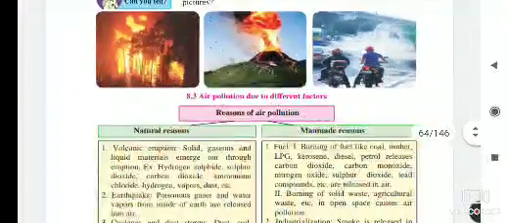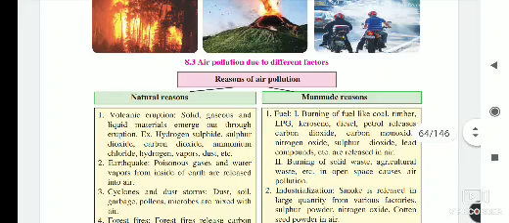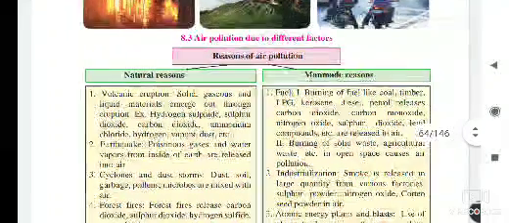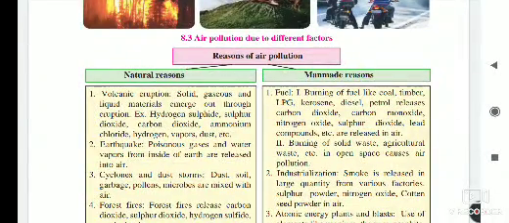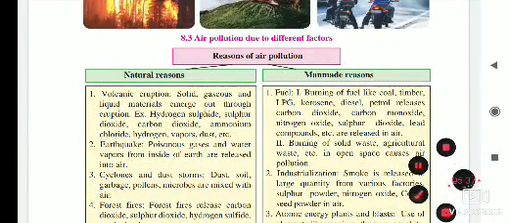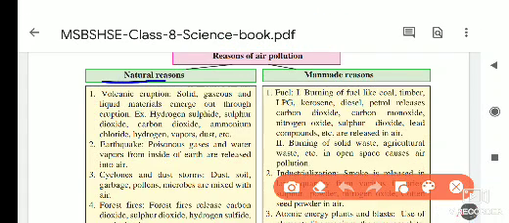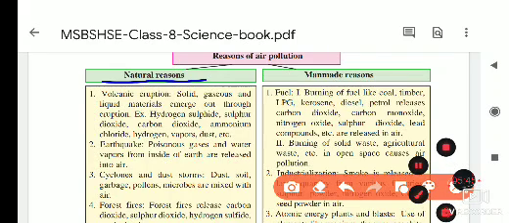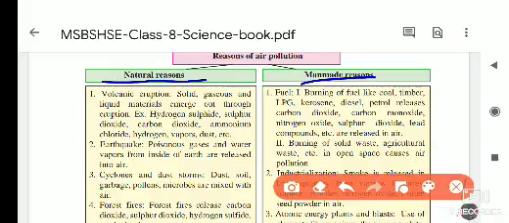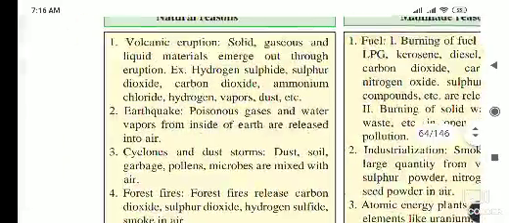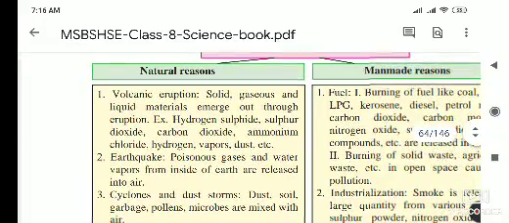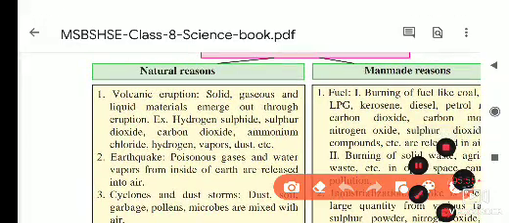Now, after the pictures, we will see the reasons of air pollution. So what are the reasons of air pollution? Some reasons are natural, while some are man-made. First of all we will see the natural reasons. First is the volcanic eruption. Just now we saw the volcanic eruption in the picture.